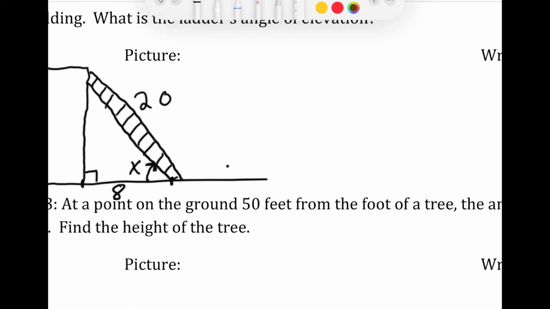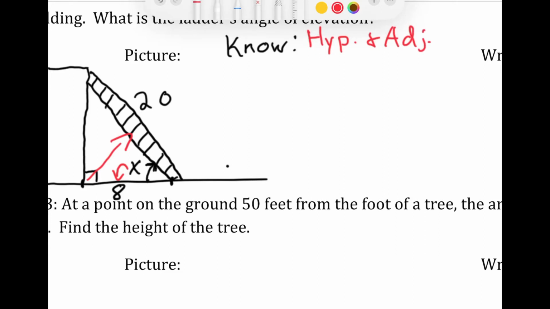So what do we know? And I'm going to do it in red again. We know the hypotenuse. We also know the adjacent side of the angle that's involved. So what do we need to know? What do we need to find out? Well, we need to find out the angle.